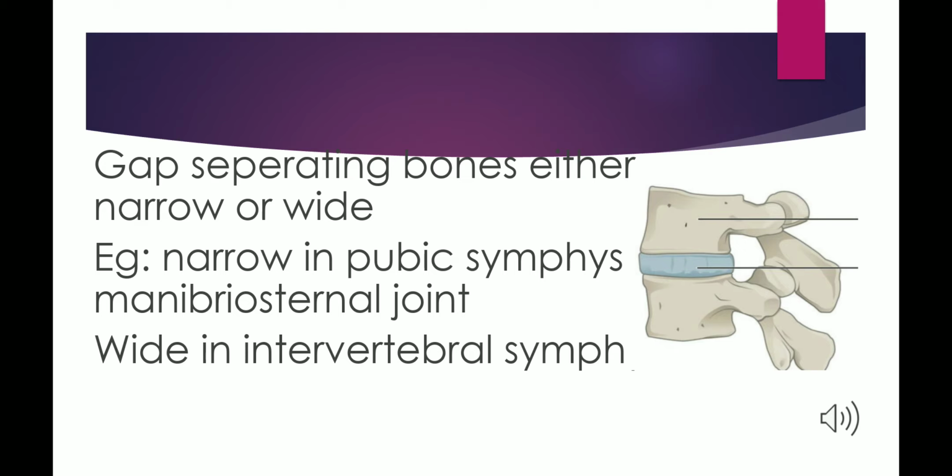That is, the gap between the adjacent vertebrae is a thick pad of fibrocartilage, and it is also called as intervertebral disc. So the gap separating the adjacent articulating bone can be either narrow or wide. Example for narrow is pubic symphysis and manubriosternal joint, and example for wide is intervertebral symphysis.